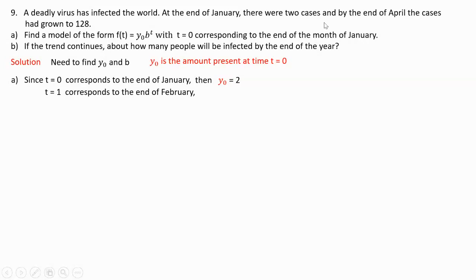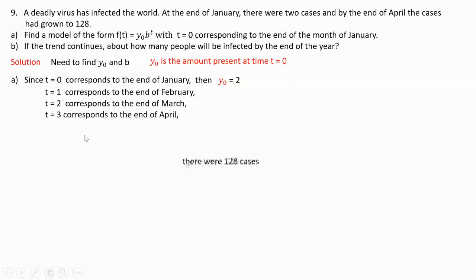Now, it says in the problem that by the end of April, the cases had grown to 128. So t equals 1 corresponds to the end of February, because t equals 0 corresponds to the end of January, when the 2 people were infected. t equals 2 is the end of March, and t equals 3 is the end of April. So 3 months after the initial people were infected, there were 128 cases. I'm going to use this information to come up with a formula.